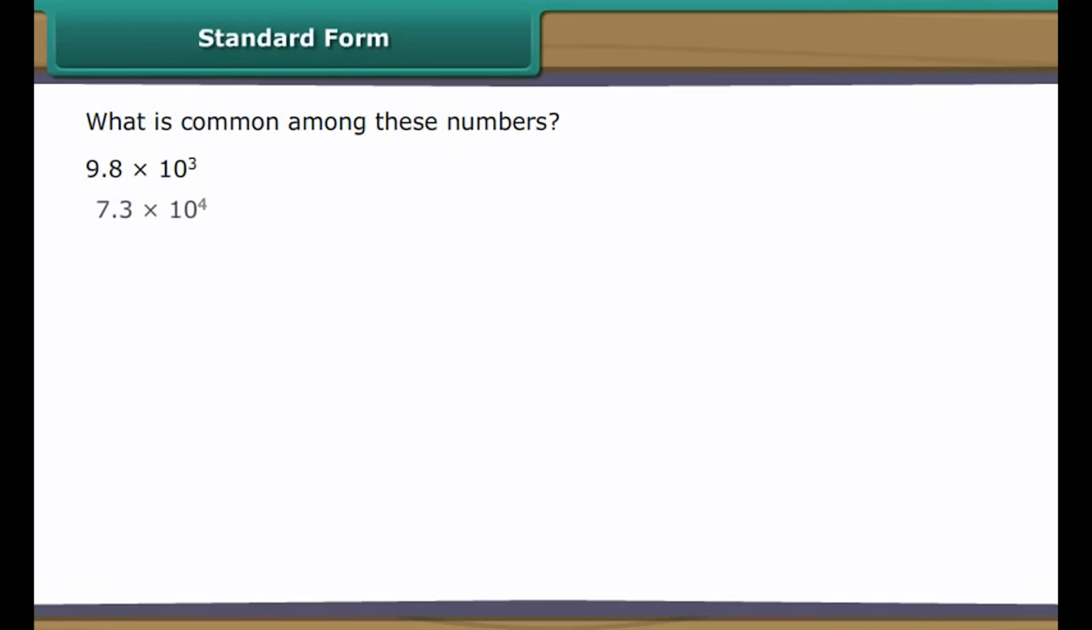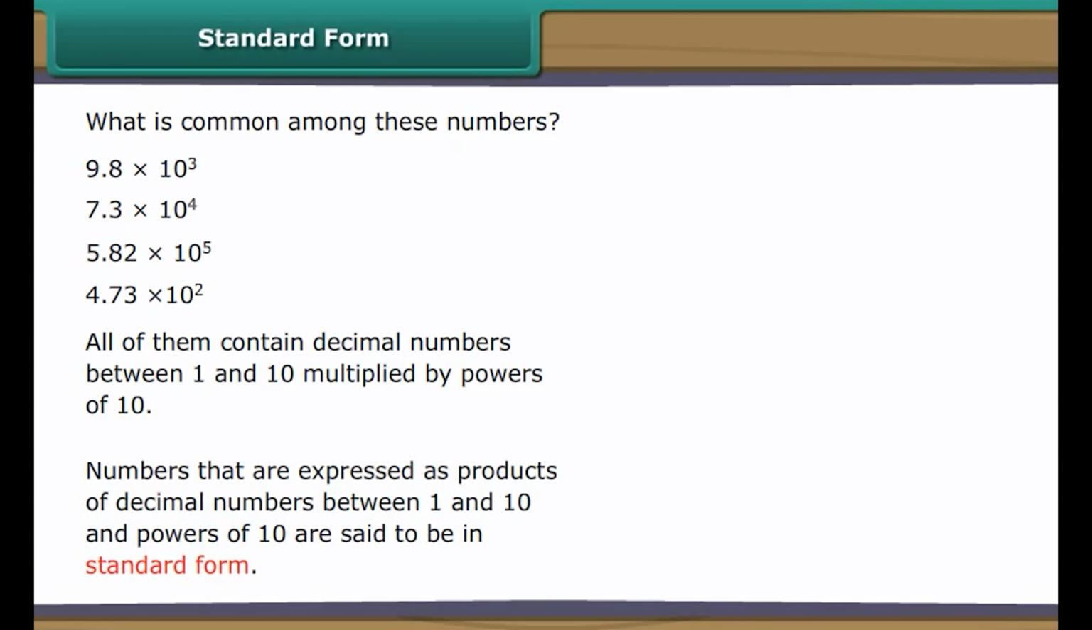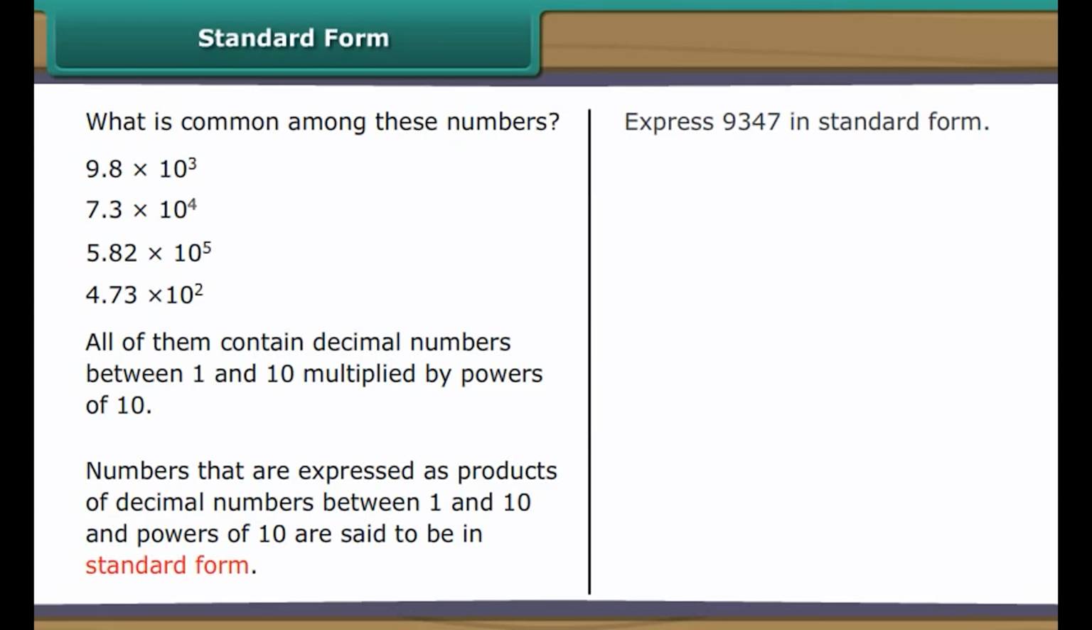Standard form. What is common among these numbers? 9.8 into 10 raised to the power 3, 7.3 into 10 raised to the power 4, 5.82 into 10 raised to the power 5, 4.73 into 10 raised to the power 2. All of them contain decimal numbers between 1 and 10 multiplied by powers of 10. Numbers that are expressed as products of decimal numbers between 1 and 10 and powers of 10 are said to be in standard form. Express 9347 in standard form.